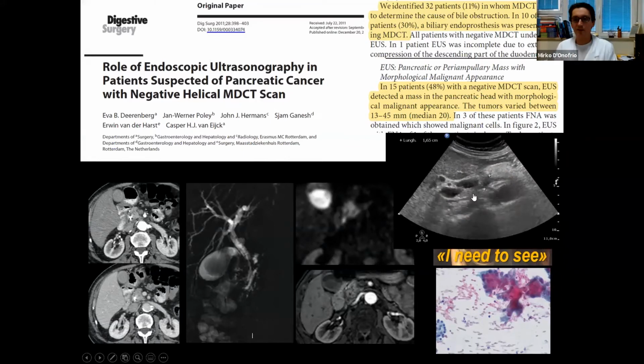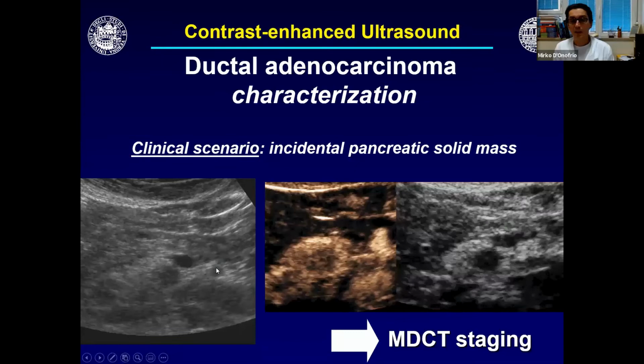So ductal adenocarcinoma again. Coming back to our incidental findings, this is a clinical scenario. You can see that the lesion is small, very small, solid, and hypo. We prefer to inject contrast directly, and you can see here that the lesion is markedly hypovascular after contrast media injection. So, typical appearance of ductal adenocarcinoma.